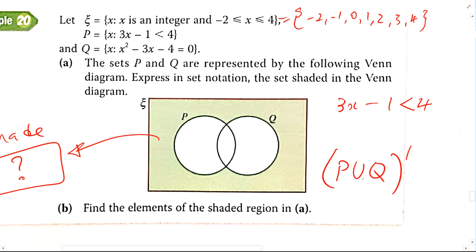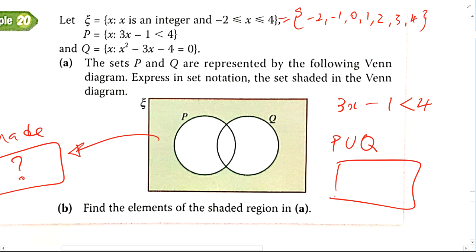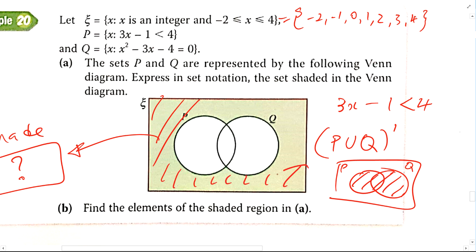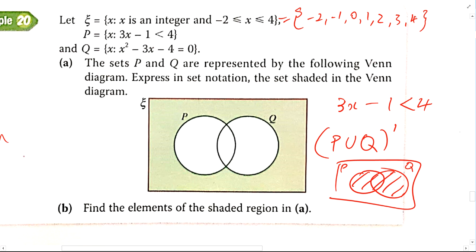Union. Okay, so back to part A. If I ask to check your work, I want you to shade P union Q. Then you will do this, right? P and Q, you will shade everything. Correct? So if I want the complement, then it must be everything that is not shaded. And therefore I will get this. Okay? So this is P union Q complement.